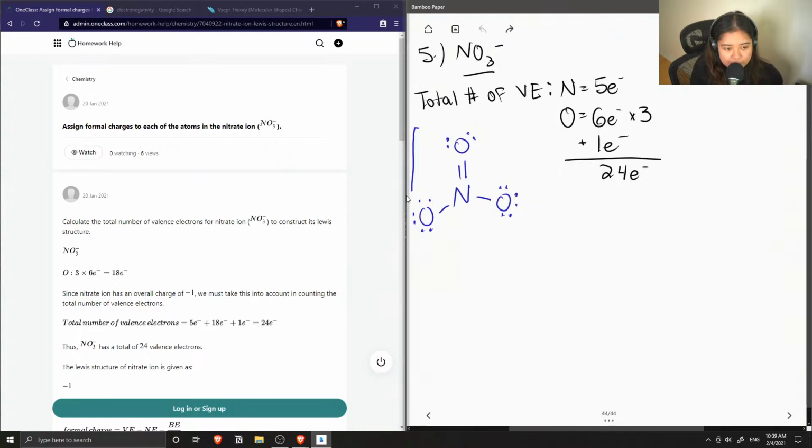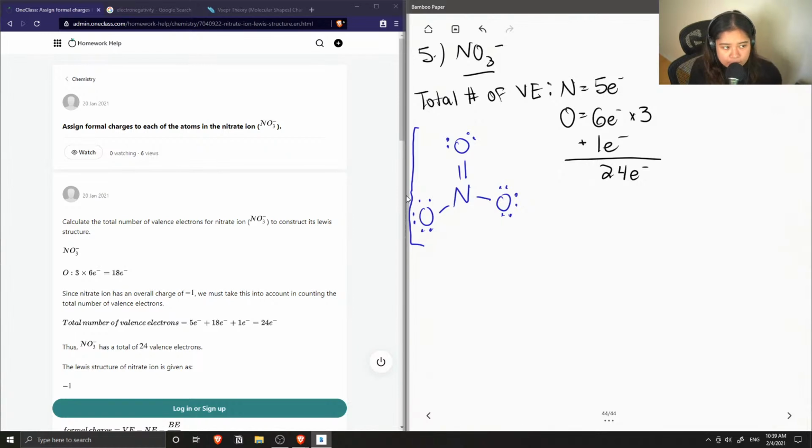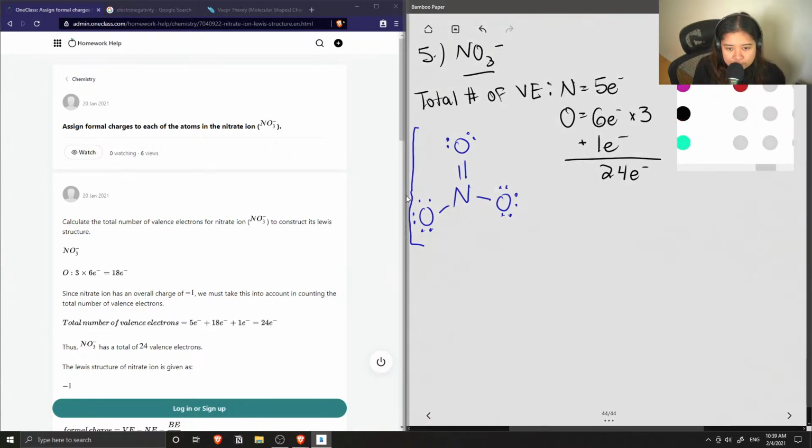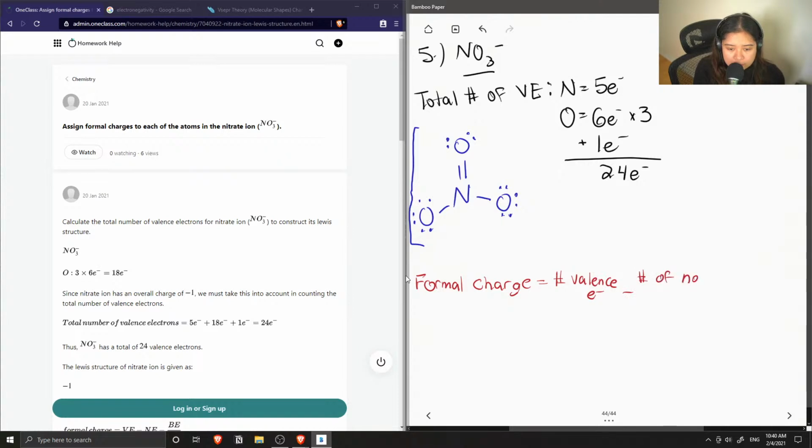Okay, anyways, we have our first Lewis structure, but we also need to assign the formal charges of each of these atoms. So the equation for formal charge is equal to the number of valence electrons minus the number of non-bonding electrons minus the number of bonding electrons divided by 2.